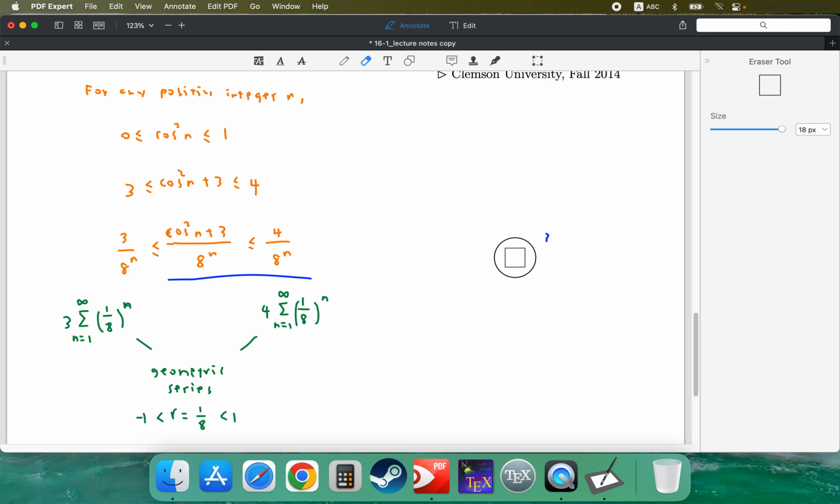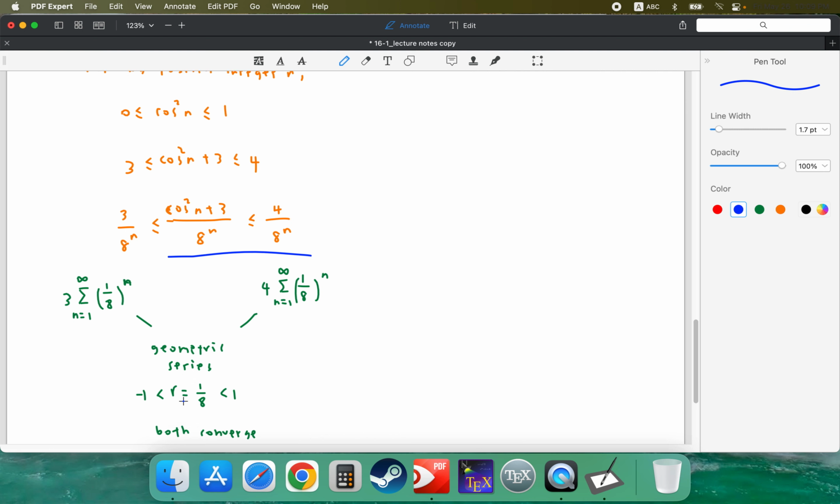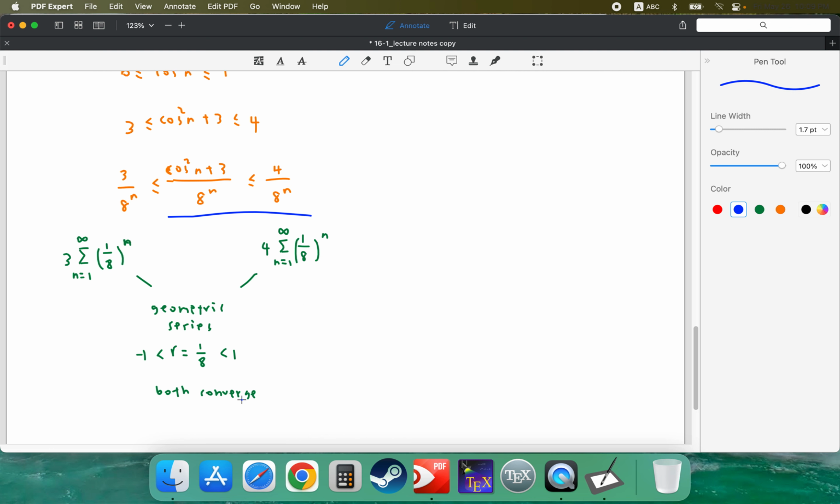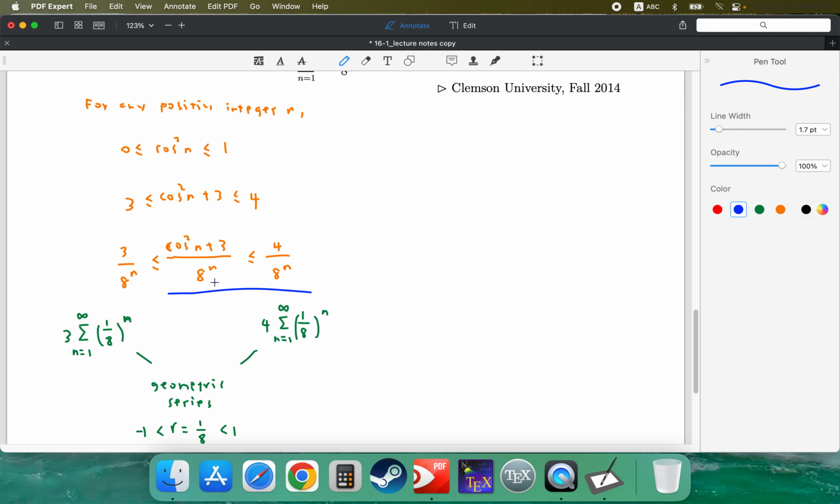Now notice that right here we use this inequality, so we earn less than Peter Parker, and Peter Parker is poor. That means we are poor. Does that make sense? So right here, we will use cosine square of n plus 3 over a to the n less than or equal to 4 over a to the n. We will use this inequality.